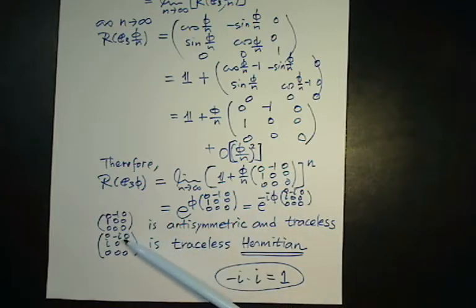So this matrix is anti-symmetric, but more, we can say it is Hermitian, and this is a traceless Hermitian matrix. Traceless Hermitian matrix, therefore its determinant is 1. We can extend this idea to the remaining two finite rotations.